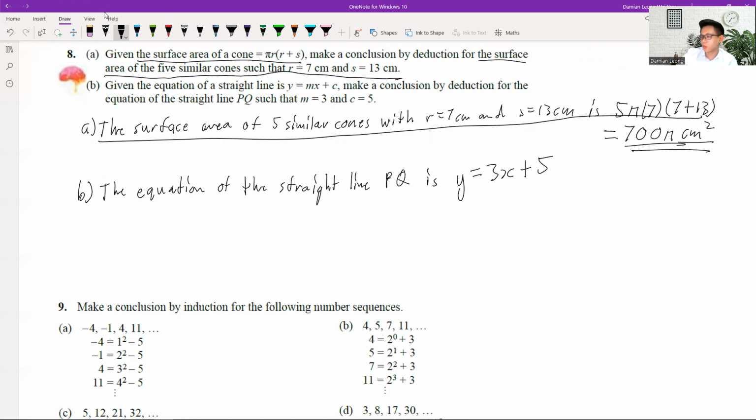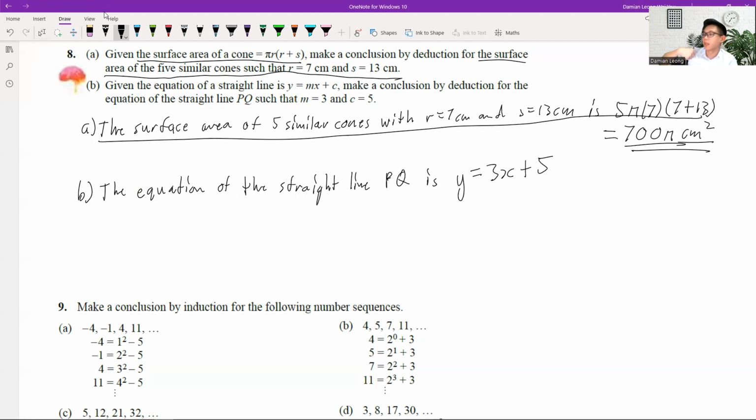1 times 2 is 2. 2 times 2 is 4. 3 times 2 is 6. 4 times 2 is 8. All these are even numbers. So we can conclude that any number times 2 is an even number. Yeah, that is something that we can draw by induction.